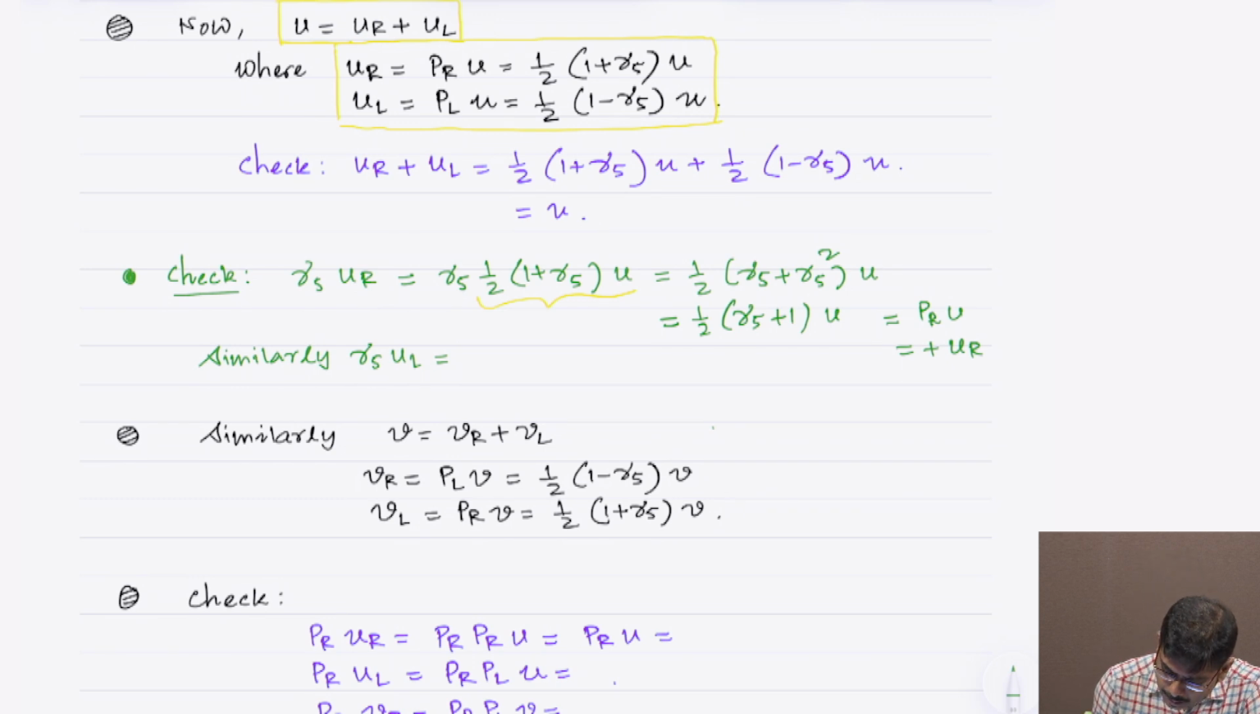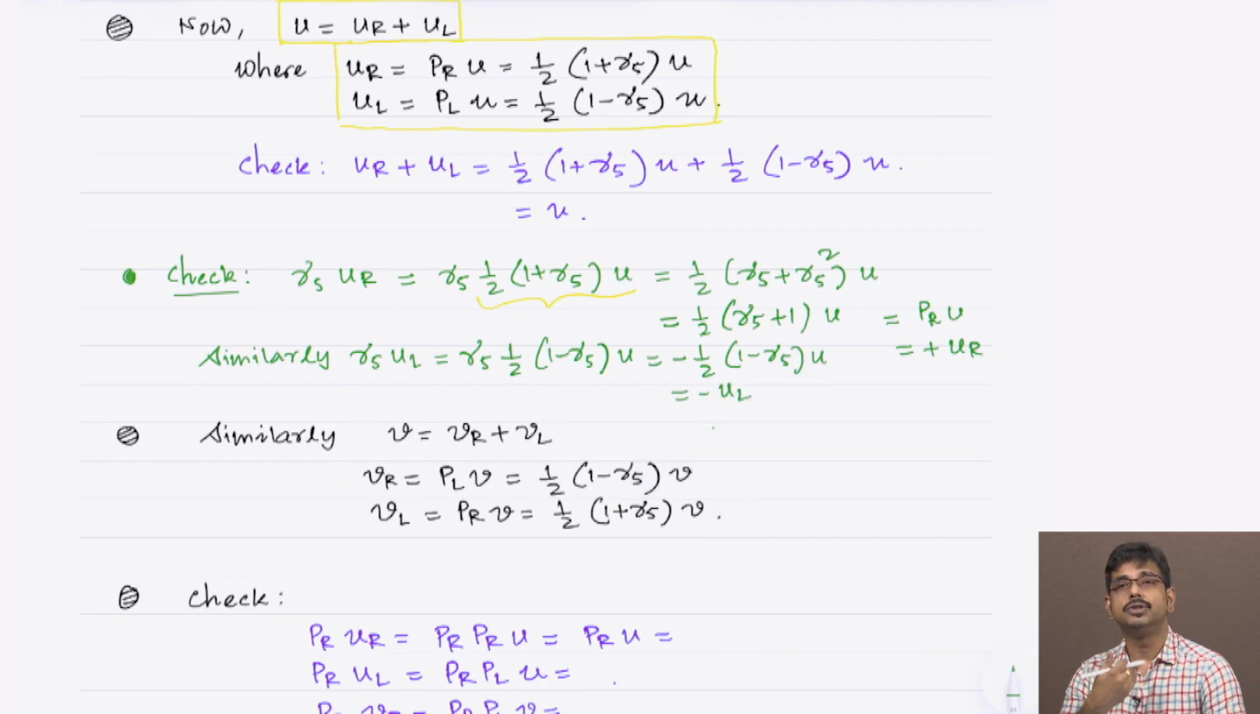Similarly, you can show that gamma 5 when acts on UL, this is a trivial exercise, but let me do it a little. This is half into 1 minus gamma 5, that is the definition of PL, and this is going to give you minus of half into 1 minus gamma 5 U, which is minus UL. Okay. So, similarly, you can also check that VR and VL are also the eigenstates of gamma 5.